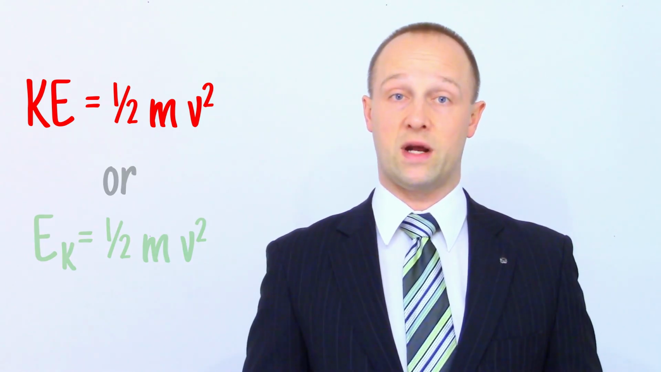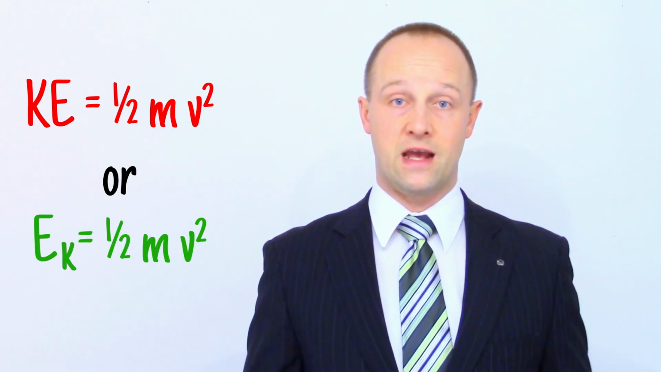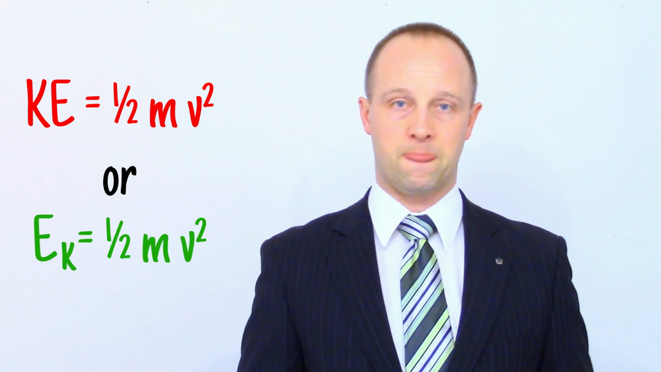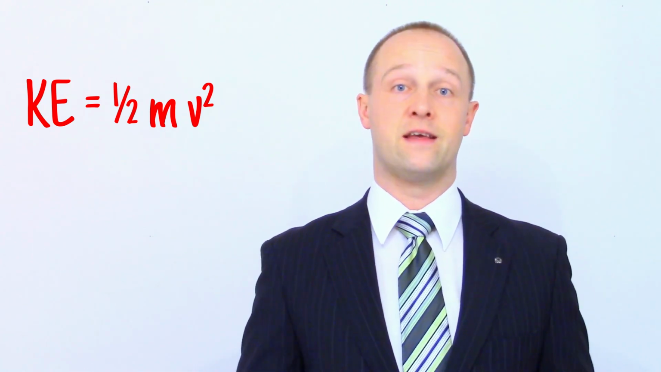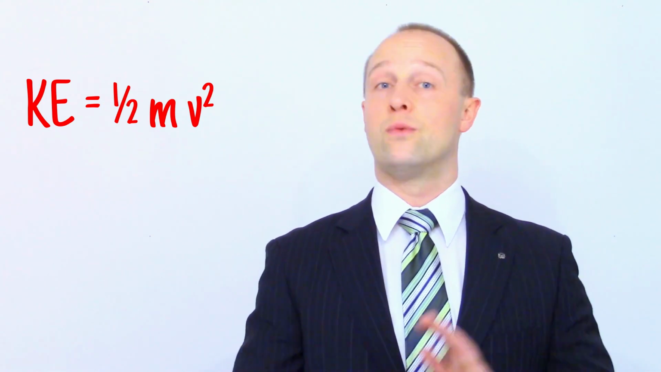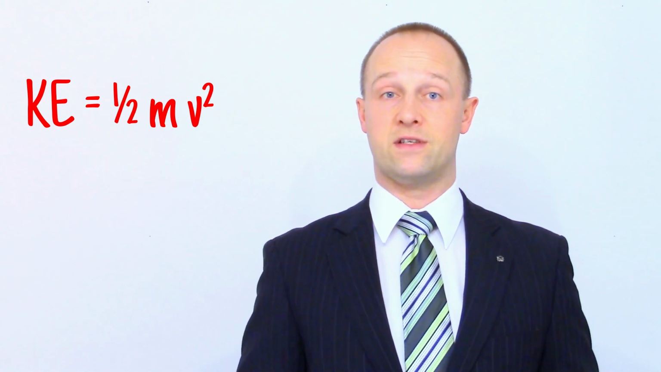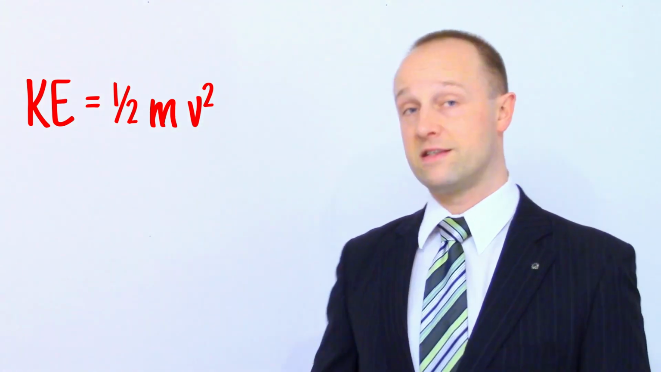So some boards write kinetic energy as KE, while others write it as E with the K as a subscript. I'm going to stick with KE because I think it's a clearer notation at GCSE, but the calculation is the same whichever notation you prefer. The important thing about this equation is that squared symbol over the velocity. The reason squaring the velocity is so important is clearer if we look at some examples.